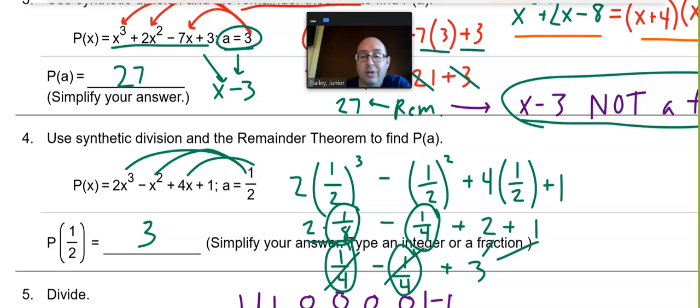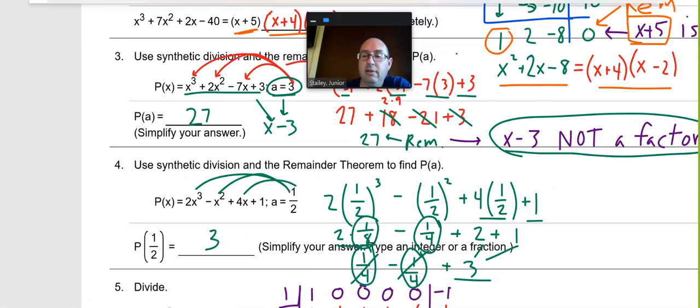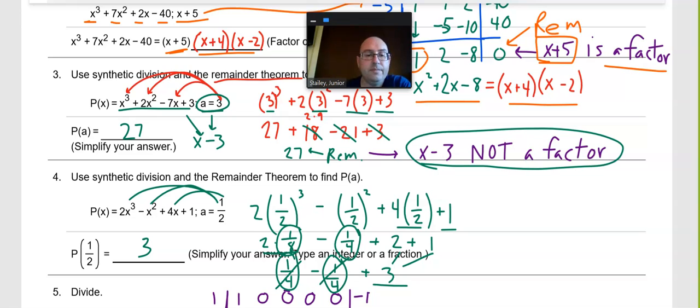Okay, well, so those are going to cancel each other out. And then on the end, I had 4 times a half plus 1, which is 2 plus 1, or 3. That way, I got a 3. What does that mean? And I didn't write it down. Now, that's an interesting one.